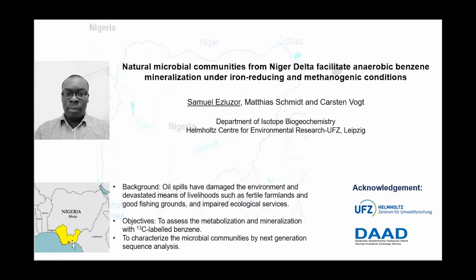The goal of the study was to elucidate the potential of Niger Delta sediment for anaerobic hydrocarbon natural attenuation processes using benzene as a model compound. Specifically, we assessed the metabolization and mineralization with 13C-labeled benzene and characterized the microbial communities thereof.